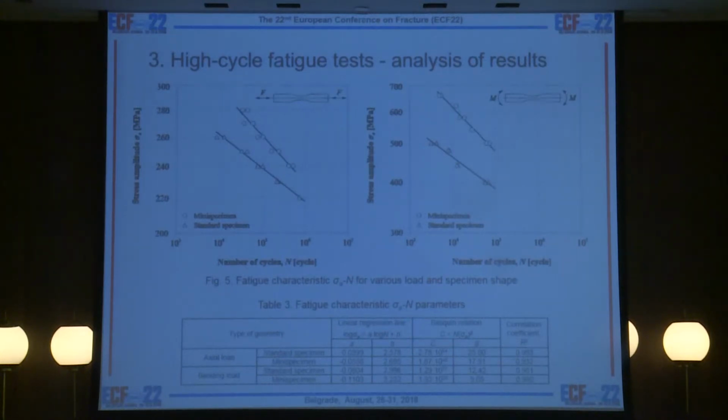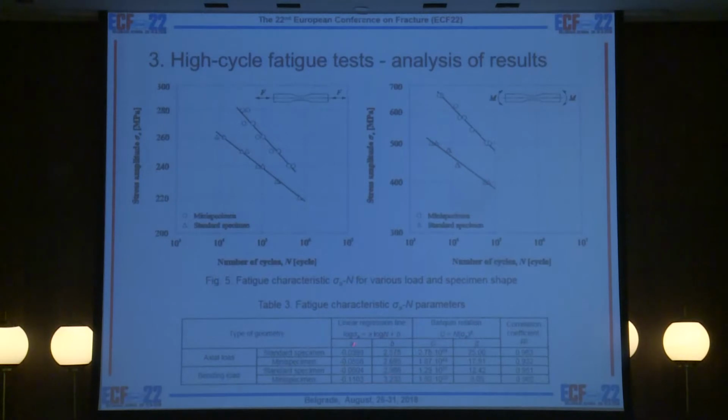Here we have a figure with experimental results for axial loading. With triangles we have the standard specimen, and with circles we have the mini specimen. As we can see, the strength for the mini specimens is higher than for the standard specimen. The same you can see on the right graph, where the mini specimen strength is higher than for standard specimens. For such results, parameters for the sigma A curve were estimated, and all parameters are in table 3.